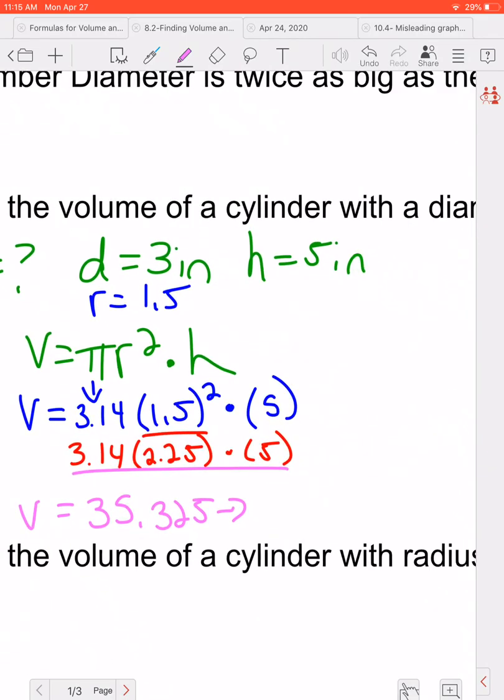Now, my final answer, you should round all of these to the nearest hundredth. That's typical of volume and surface area. So we're going to change that to 35.33, because remember we look at the number behind the 2 and it's a 5, so it tells me to raise the 2 up by 1. So this is good practice for your rounding skills.